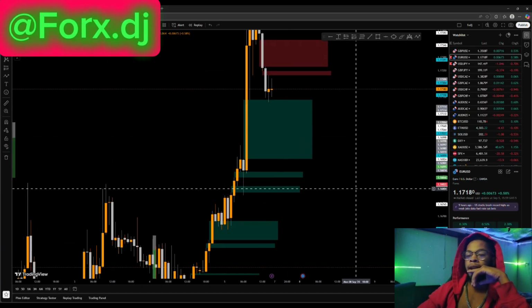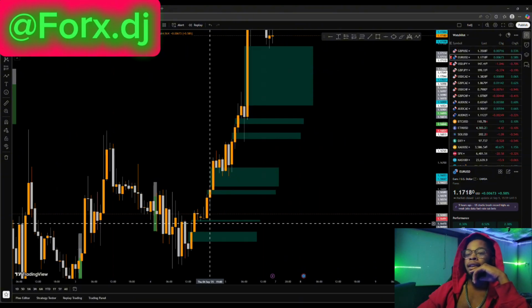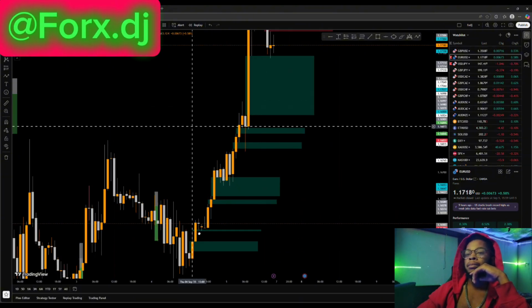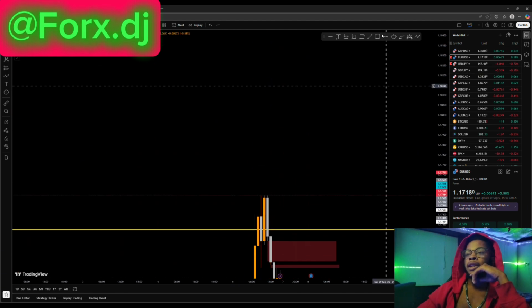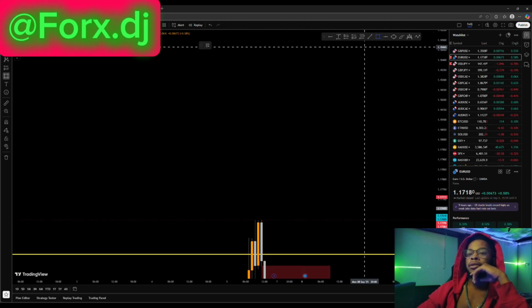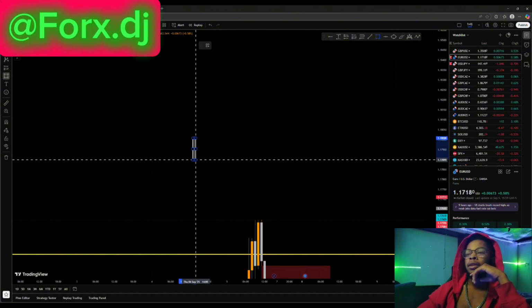Fair value gaps, right? It doesn't matter how big. Like, I can draw it for you. Hold on. I'm going to keep this simple. I'm going to use the rectangles to my advantage. Right? 1 candlestick.